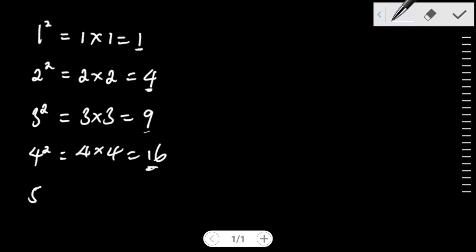If I have 5 squared, this would be 5 times 5, giving me 25. And this is the square of 5. So this is how we determine squares of numbers.